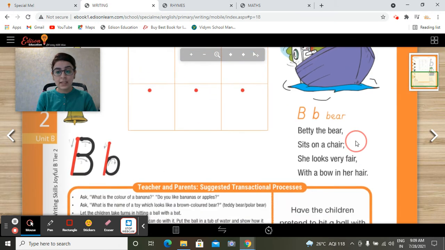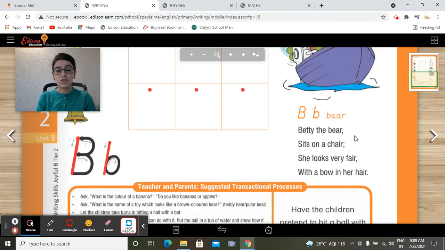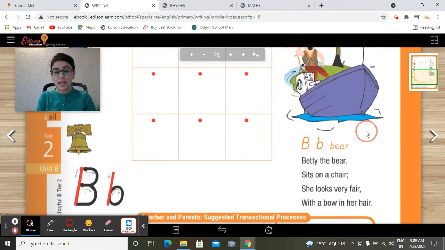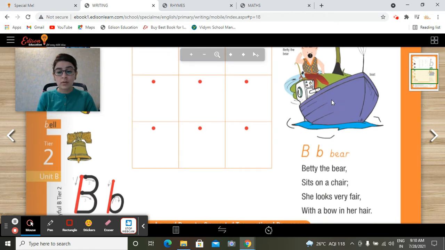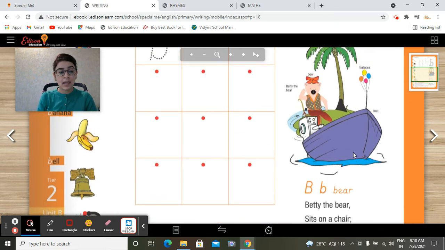Betty the bear sits on a chair. She looks very fair with the bow in her hair. Where is Betty the bear sitting? On the chair. Okay. How does she look? She looks very fair with the bow in her hair.